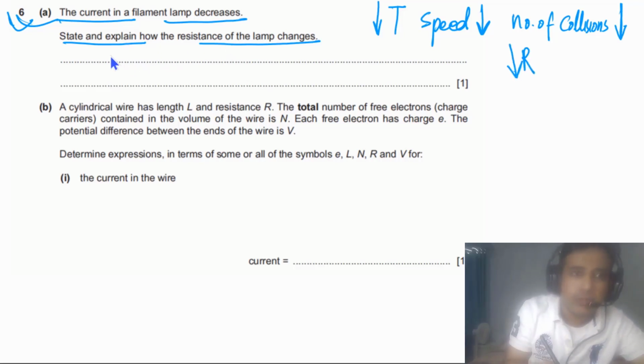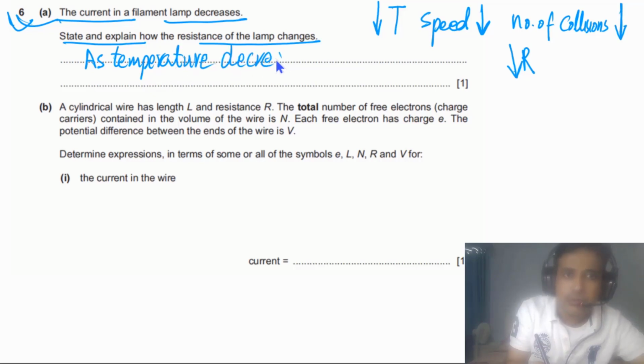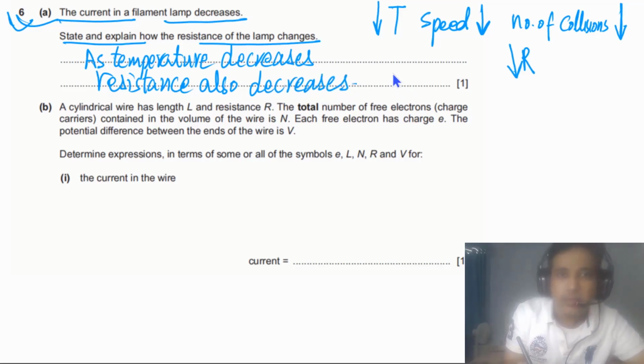So simply we can say as temperature decreases, resistance also decreases. This is true for a filament lamp. This question has only 1 mark, and this should be a B mark.